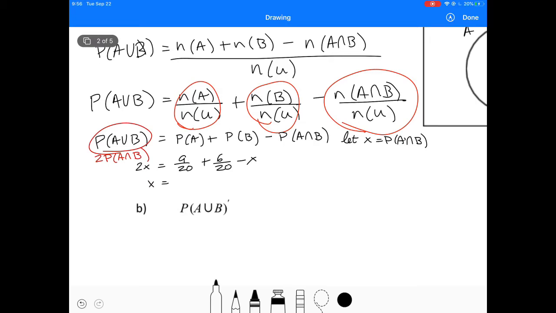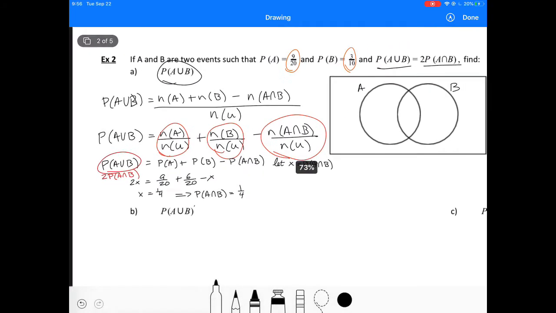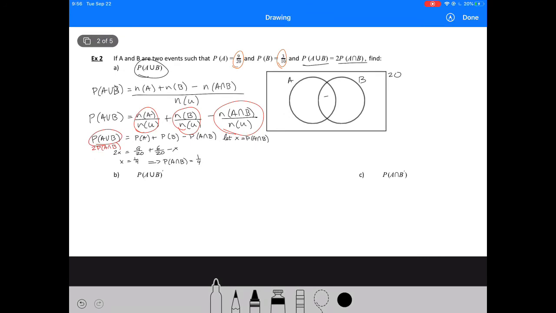And when you work that all out, you should get that x is going to equal 1/4. So that's kind of interesting. So now I can take that to the probability of A and B is going to equal 1/4. That is going to let me fill in my Venn diagram.